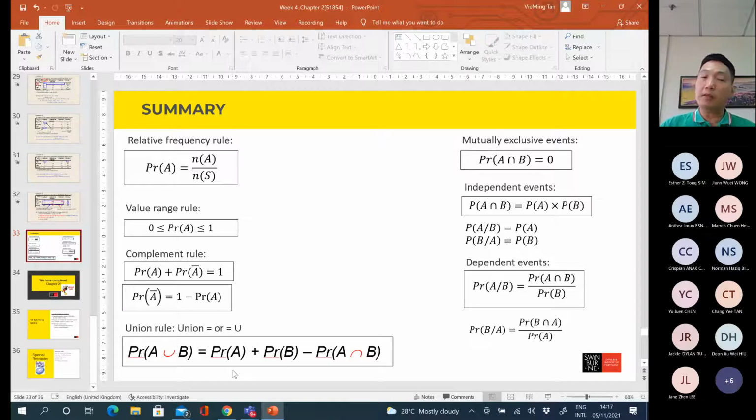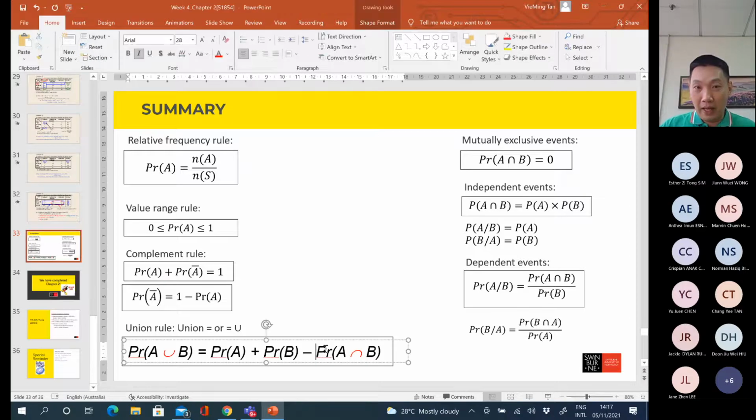Some students may ask, can this union formula be applicable to dependent, independent, or mutually exclusive events? Yes, can. This formula is applicable to mutually exclusive, independent, and also dependent events. But be careful with this part, the A intersect B. This term depends on the relationship between A and B, whether it's mutually exclusive, independent, or dependent. P(A) and P(B) should be easy to find, these two terms are easy to find. Only this one differs, but the union rule formula is applicable to all of them.